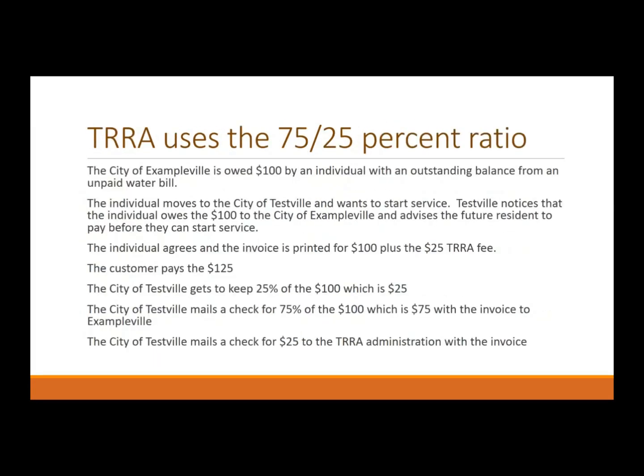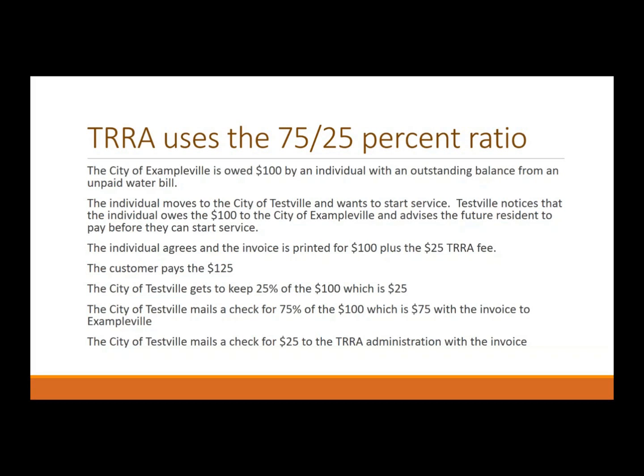And TRRA uses the 75-25% ratio. As you can see here, the city of Exampleville is owed $100 by an individual with an outstanding balance from an unpaid water bill. The individual moves to the city of Testville and wants to start service. Testville notices that the individual owes the $100 to the city of Exampleville and advises the future resident to pay before they can start service.